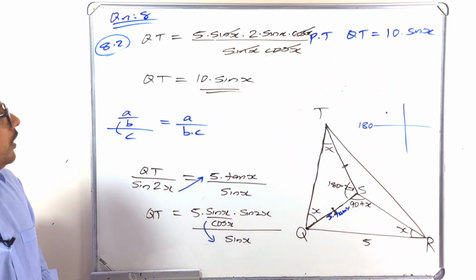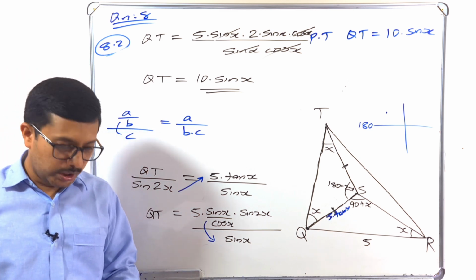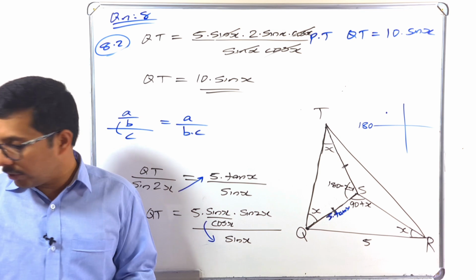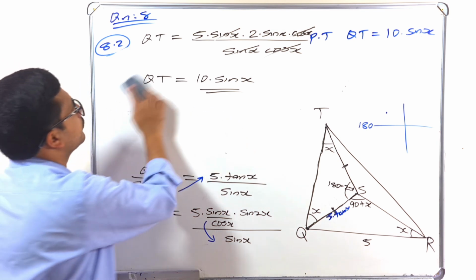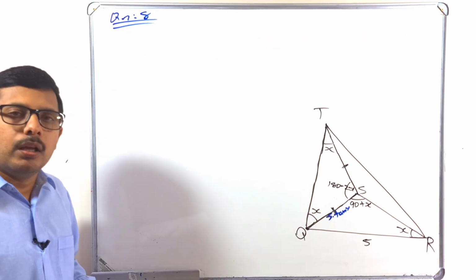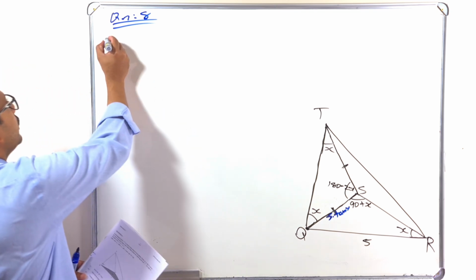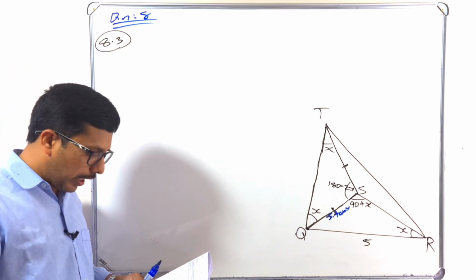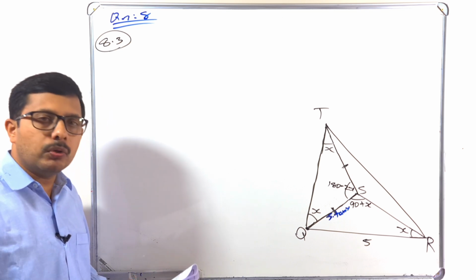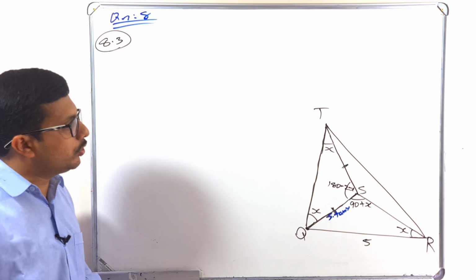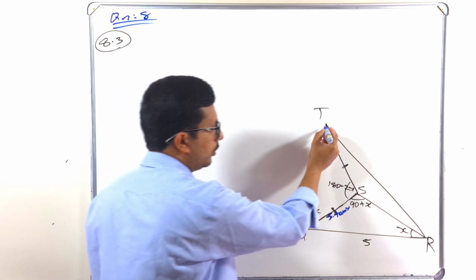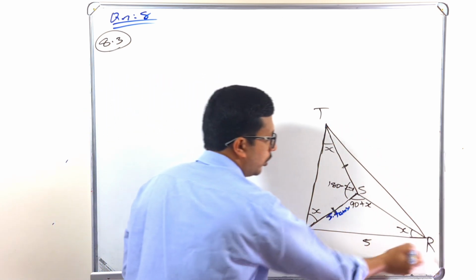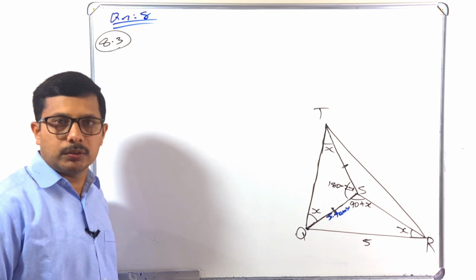Okay. Yeah, so that is question number 8.2. Now let's move to 8.3. Question number 8.3. What is 8.3? Calculate the area of triangle TQR. You have to find the area of TQR. Which one is TQR? The big one. The outer triangle T, Q, R. You have to find the area of that one.